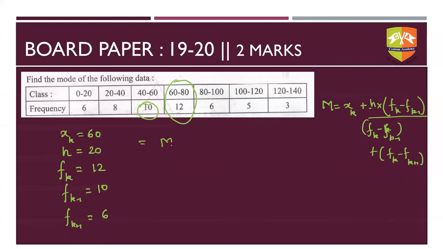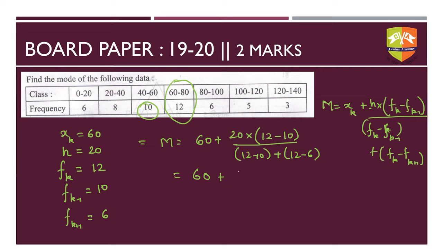Apply. M is equal to, careful calculation, very important, 60 plus h, 20, into fk, 12, minus fk minus 1, 10, divided by 12 minus 10 plus 12 minus 6. So this is 60 plus 20 into 2, 40, divided by 12 minus 10 is 2 and 12 minus 6 is 6, so 8. So this is 65. 2 marks. This is how we'll solve. So mean, median, mode questions are done. Next.